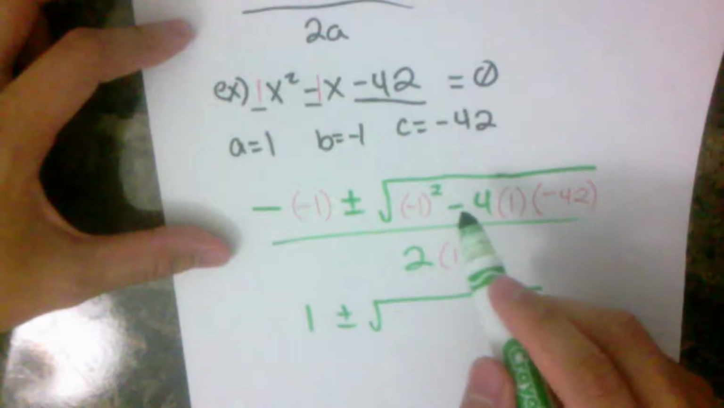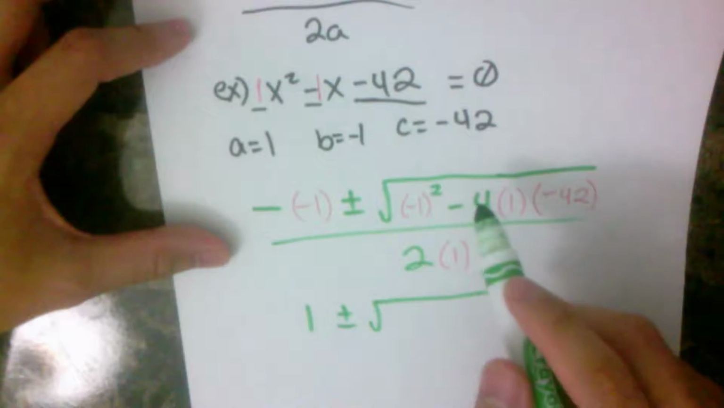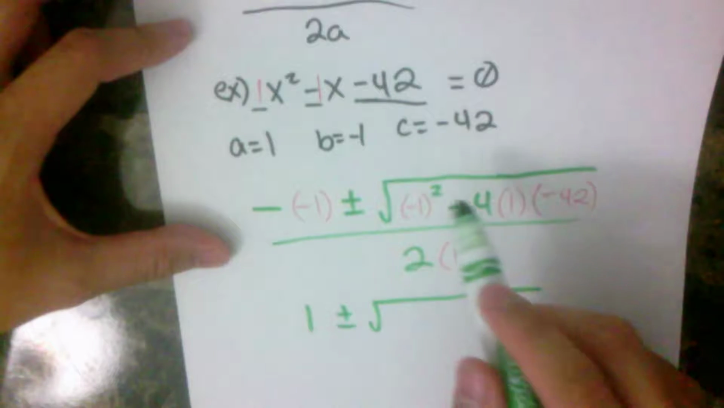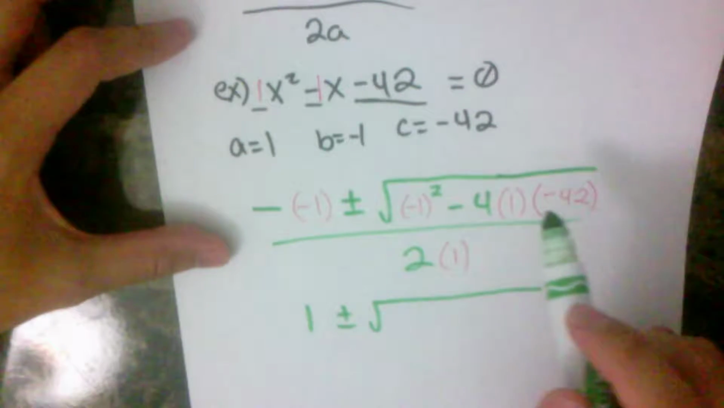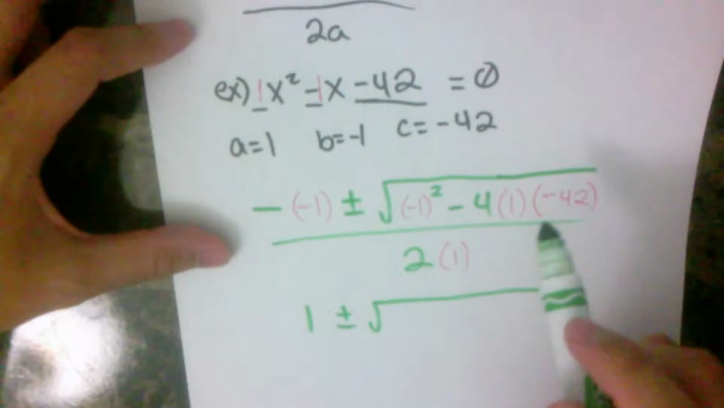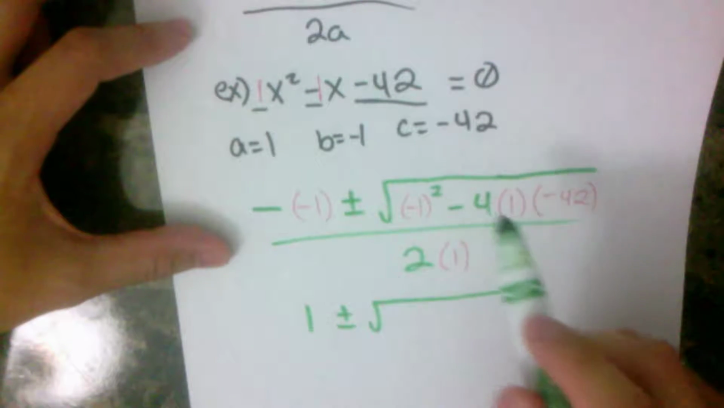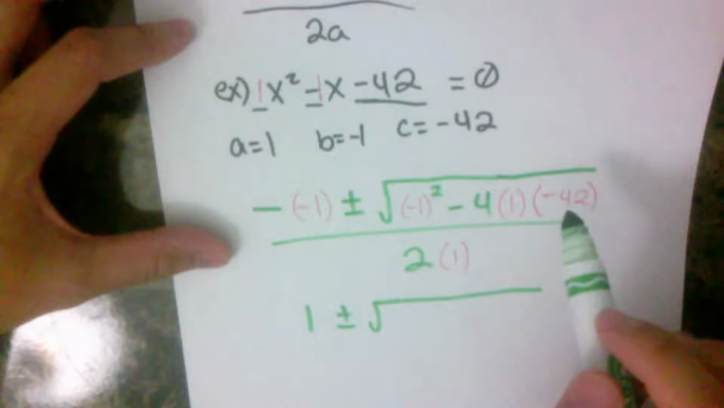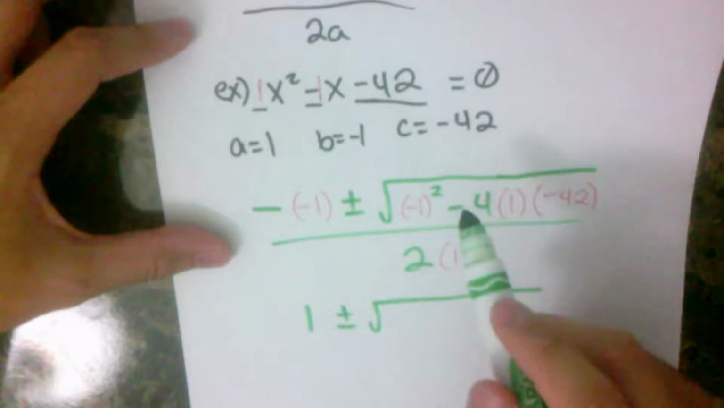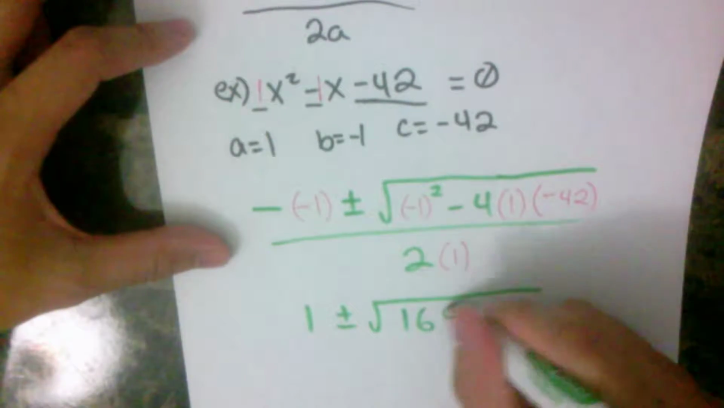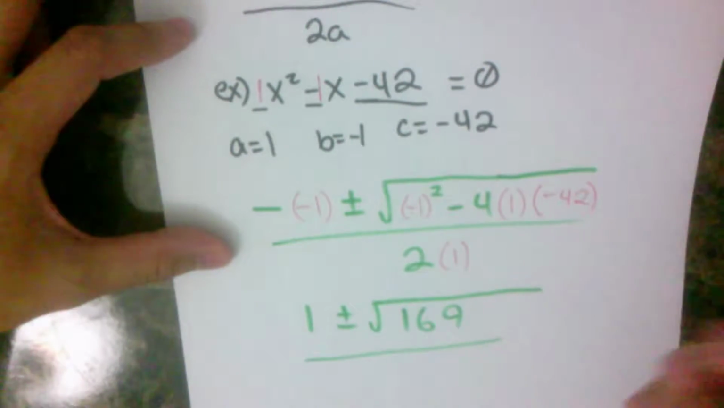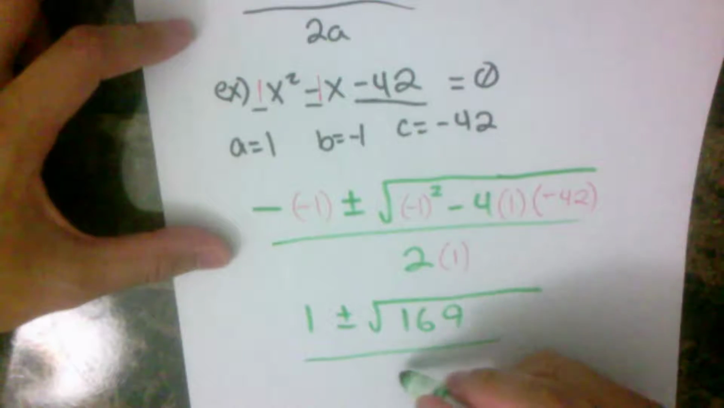So 1 squared is 1, minus 4 times 1 times negative 42. So negative 4 times 1 is just negative 4, and the negative 4 times negative 42 is 168. It's a negative times a negative, so it becomes a positive 168. So it's 1 plus 168, which gives us 169, all over 2 times 1, so we're just going to write 2.